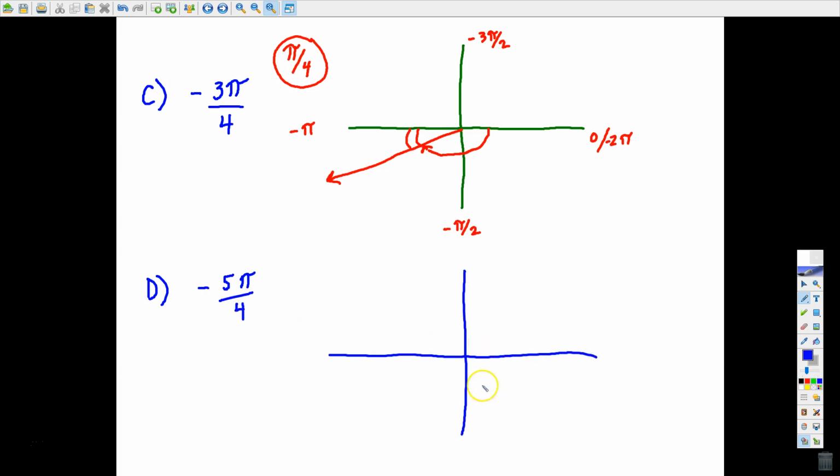So once again, we're going in a negative direction, so we can go ahead and label this negative pi over 2, negative pi, negative 3 pi over 2, 0, negative 2 pi.